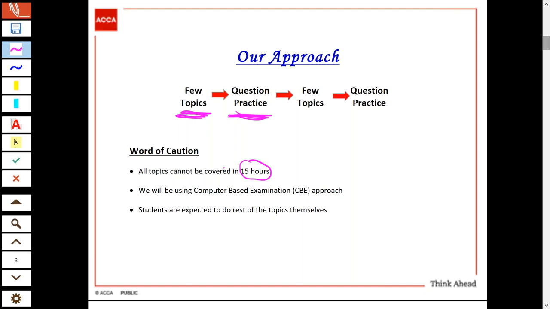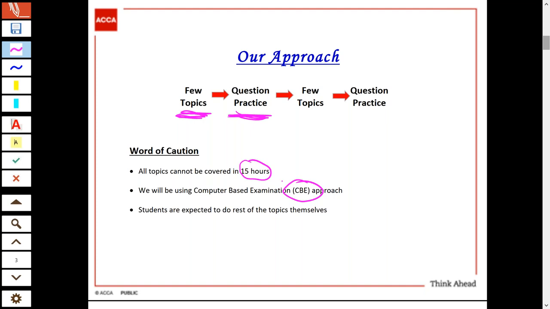The second thing is that in this webinar, when I will be solving the questions, I will be using the CBE practice platform. The reason is that this webinar is being organized by ACCA Pakistan, and in Pakistan the September attempt is a computer-based examination, and that's why ACCA Pakistan wants this session to be conducted using the CBE software.